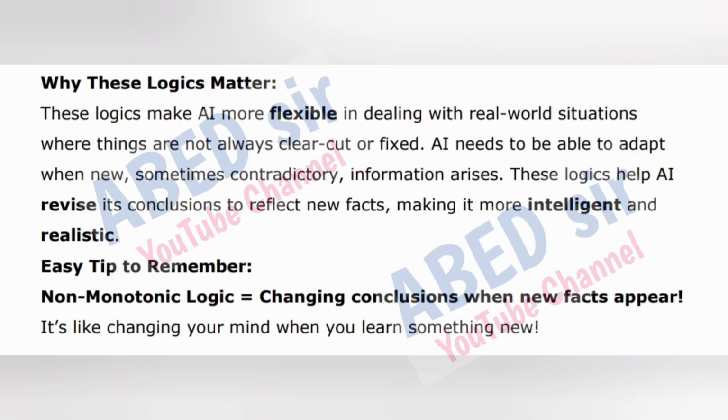Why these logics matter? These logics make AI more flexible in dealing with real-world situations where things are not always clear-cut or fixed. AI needs to be able to adapt when new, sometimes contradictory, information arises. These logics help AI revise its conclusions to reflect new facts, making it more intelligent and realistic. Easy tip to remember: non-monotonic logic is equal to changing conclusions when new facts appear. It's like changing your mind when you learn something new.